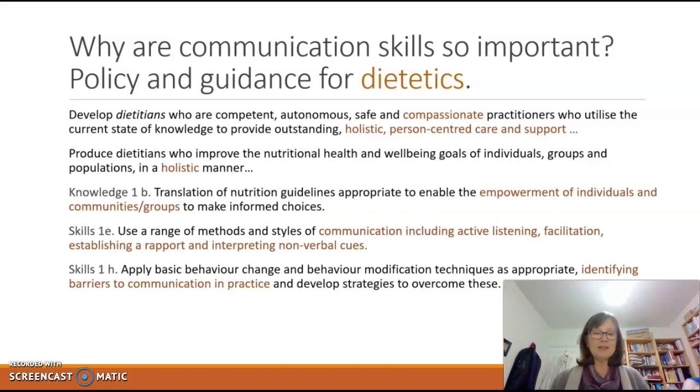And we'll be looking at behaviour change techniques. And I know you've got a module that you'll be doing on behaviour change later on. So we're looking at what facilitates behaviour change, what barriers there are to behaviour change, and how can we work with those. So all of these things are said to be important, not just national policy, but the Health and Care Professions Council and the British Dietetic Association.